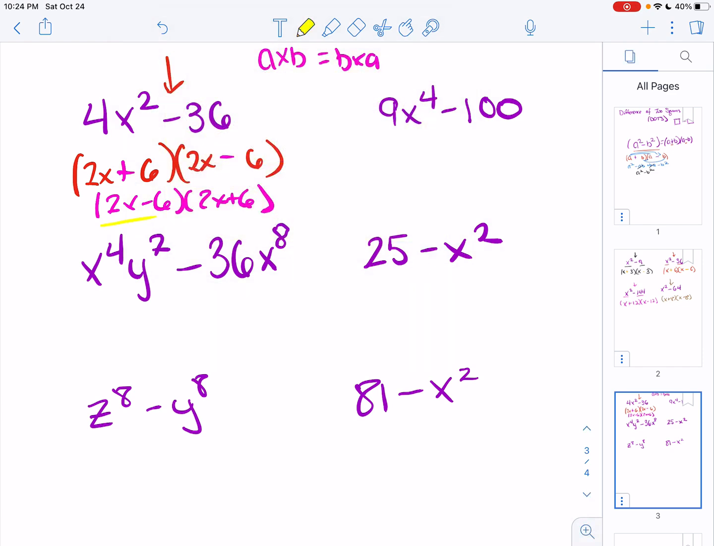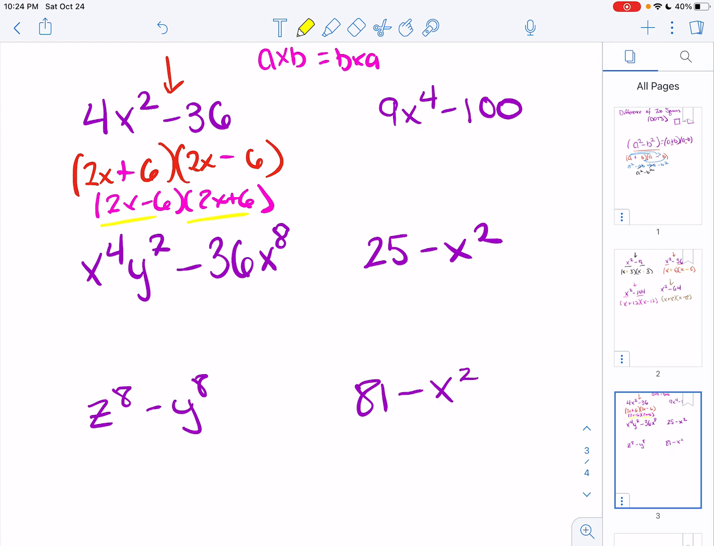So, this situation right here is just a fancy way of saying A times B and B times A. It's just something times something is equal to the reverse of that, the second thing times the first thing. It doesn't matter with multiplication.